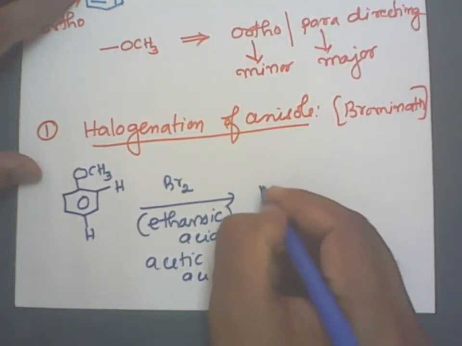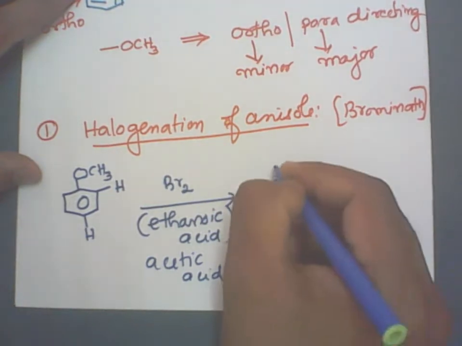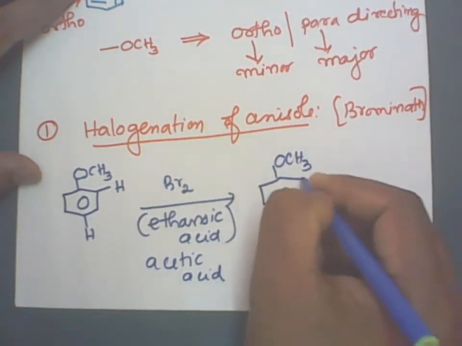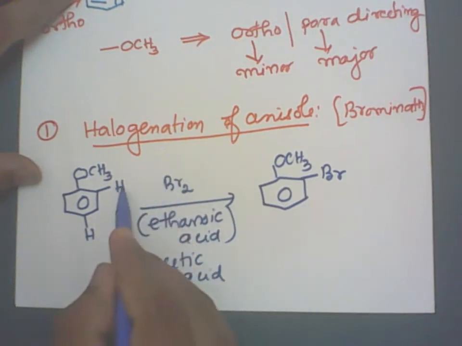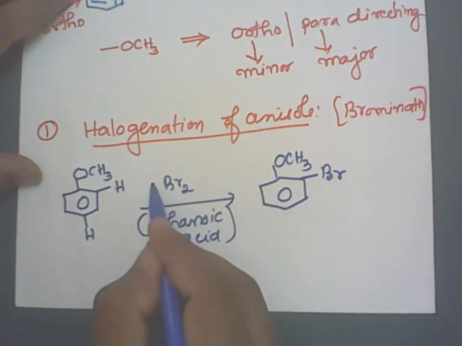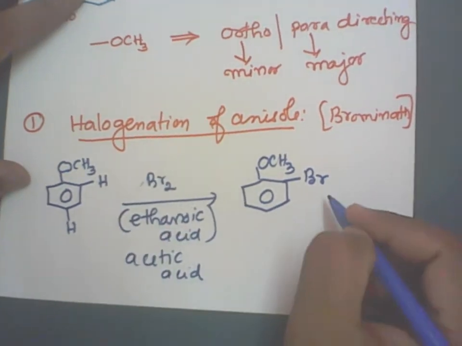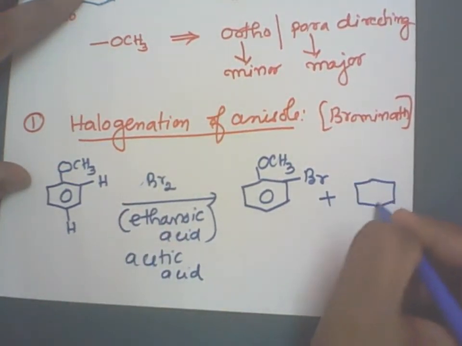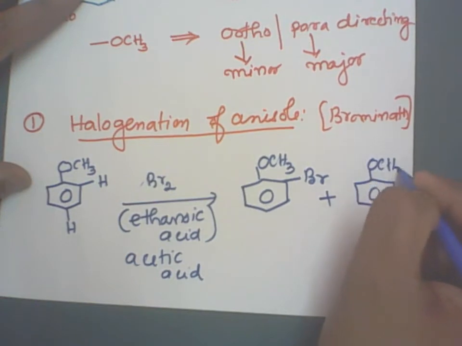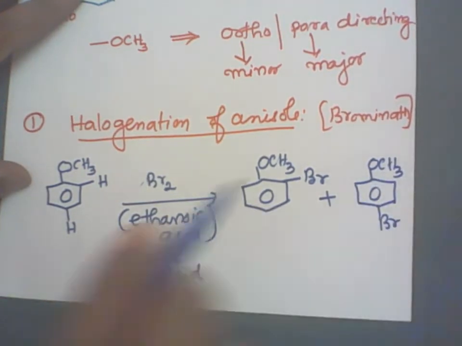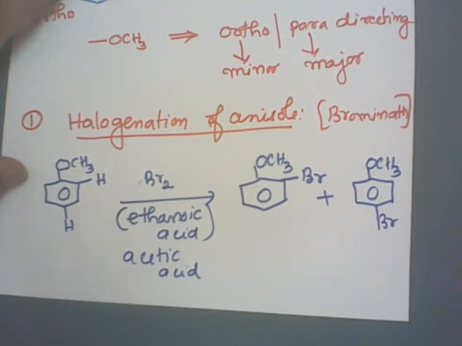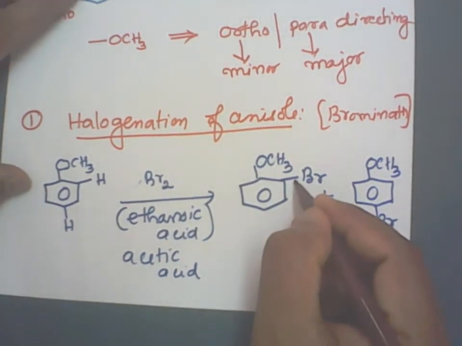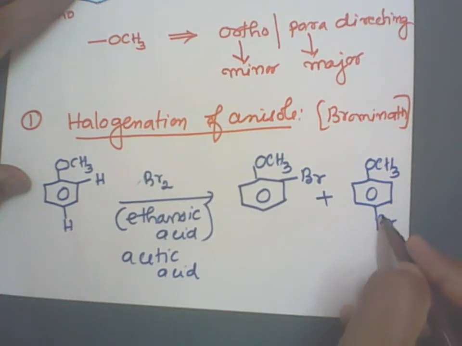Then we'll get two products. One is the ortho product: OCH3, and at the ortho position, Br. What will be the side product? HBr, one molecule. The second molecule comes here. We actually require two molecules, but we are not going to balance it. HBr is the side product. The second product is a benzene ring attached to OCH3 and Br at the para position. Now we'll write the names. This is known as ortho-bromoanisole. This is para-bromoanisole.